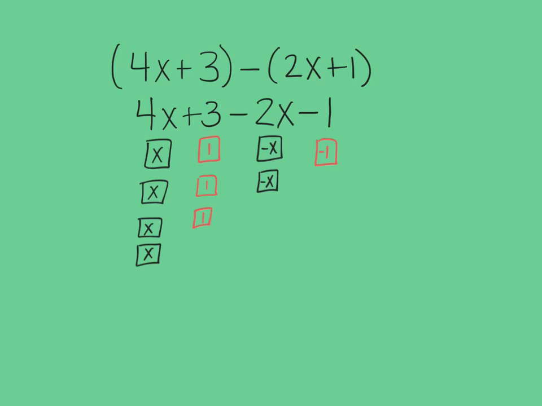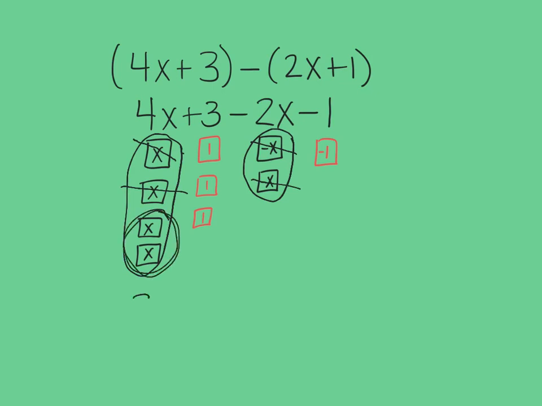Then we're going to combine whatever is in common. So I have a couple groups here that have just an x, so these are the ones that I can combine. I have 4 positive x's and 2 negative x's. So remember, positives and negatives cancel. So I'm going to cancel every group of positive x, negative x, positive x, negative x. All right, there's no more to cancel. I'm left with these 2 positive x's. So I have a positive 2x.